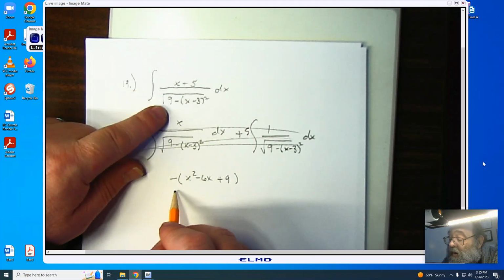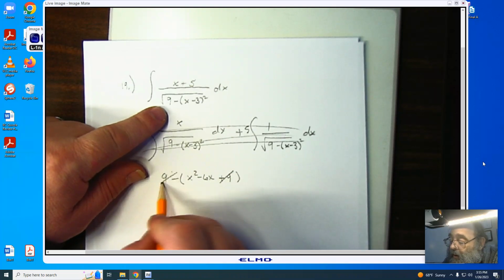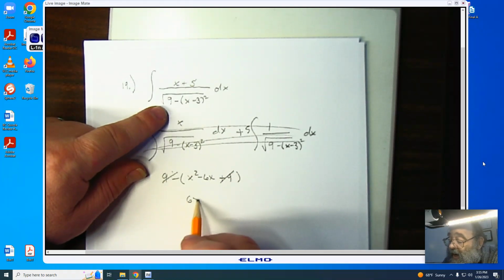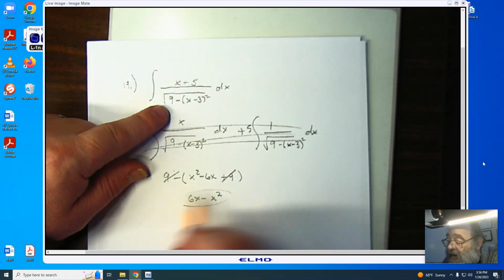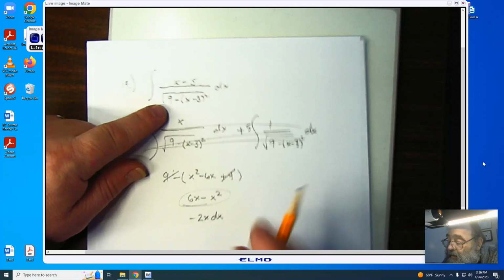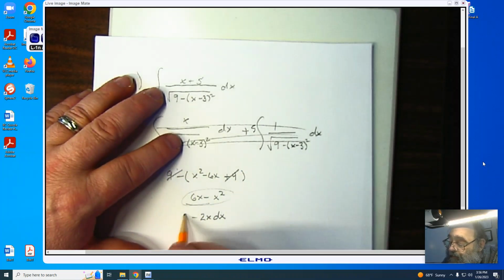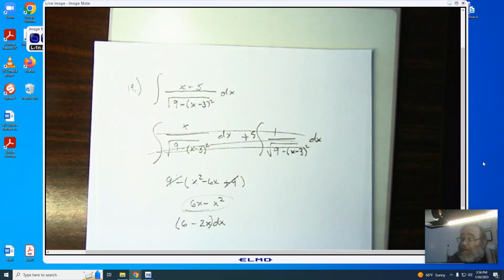That's going to give me the 9s canceling. See how the 9s are going to cancel? And I have 6x minus x squared. And if I take the derivative of this, I get negative 2x dx and a 6. I'm very close, but not quite.